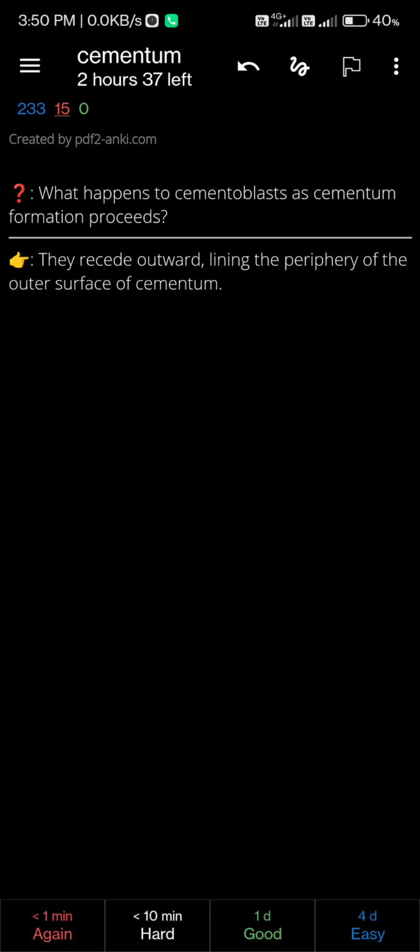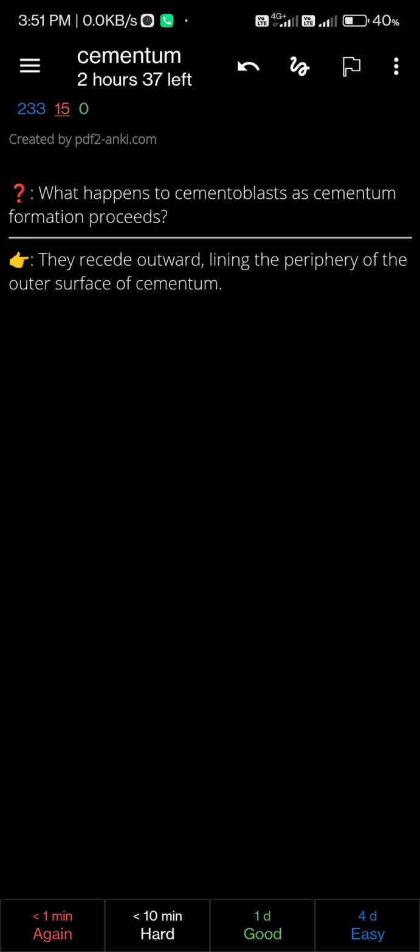So what happens to cementoblasts as cementum formation proceeds? Maybe they get embedded? No, not embedded. They recede outward, lining the periphery of the outer surface of the cementum.